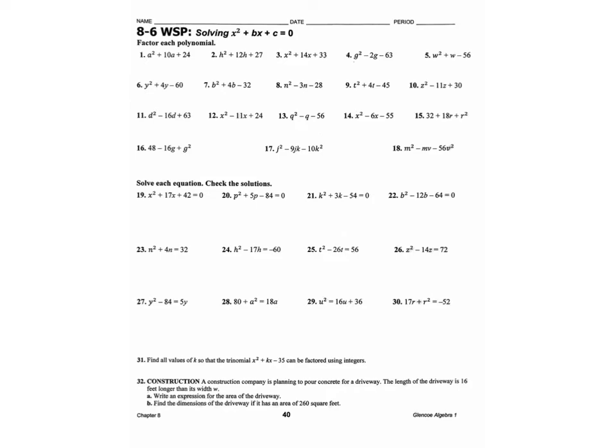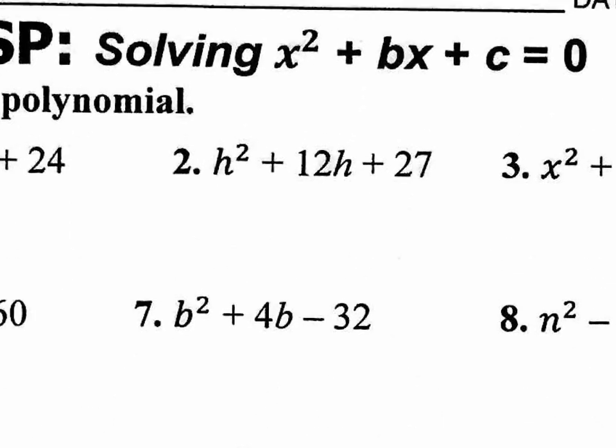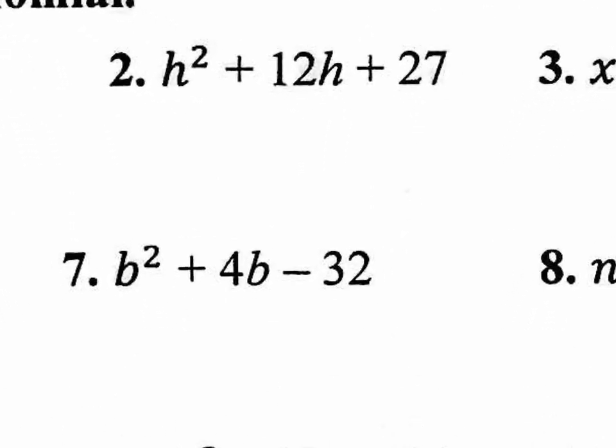So I want to make a video on the even questions. You guys are going to be responsible for the odd ones here. But the even questions, we are factoring, and because there is no number for the A, because the A value is 1, you're able to do the shortcut. So on all these, we'll be able to do the shortcut.